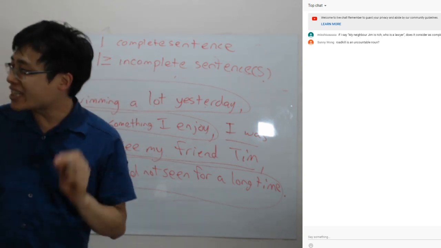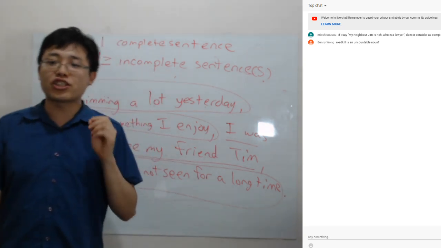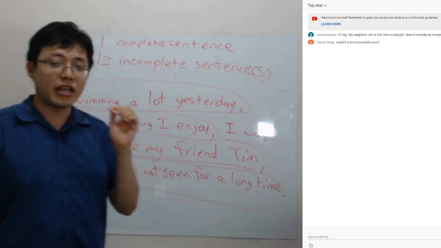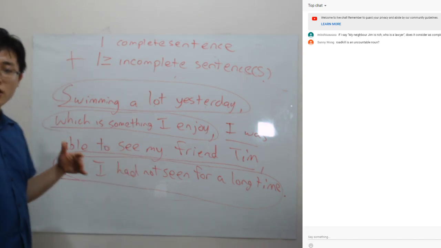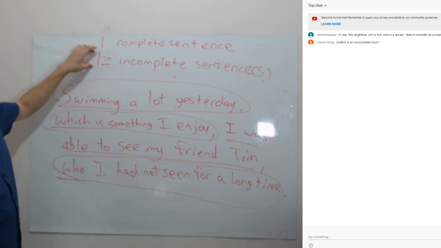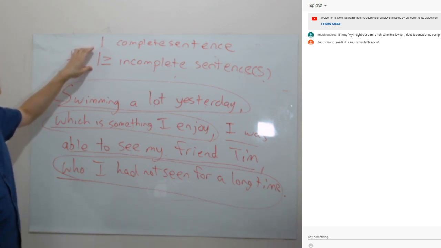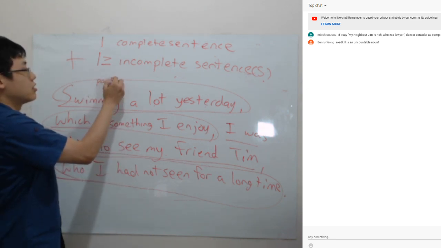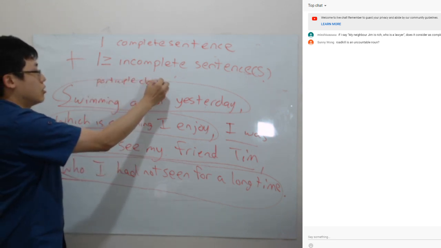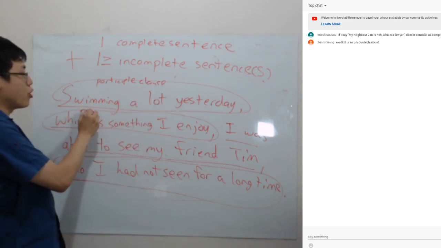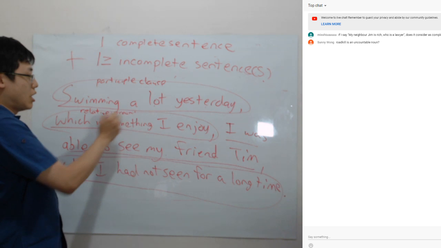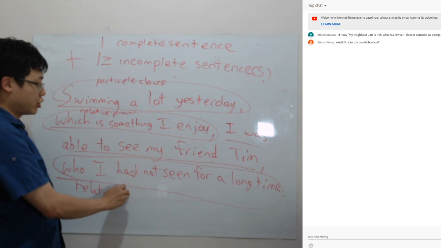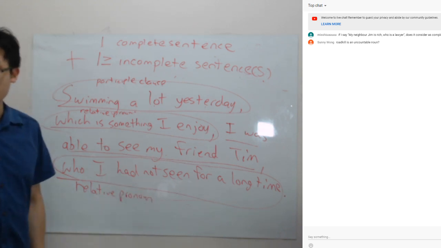This is an excellent, magnificent, astonishing, marvelous, incredible, stupendous, spectacular, superb complex sentence. Because what we've done is we don't only have 1 incomplete sentence, we now have 3. So you notice the participle clause, which is something I enjoy. We have the relative pronoun. I was able to see my friend Tim, who, another relative pronoun. So we used 2 of the ways to do it.